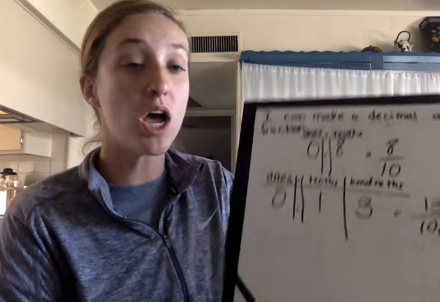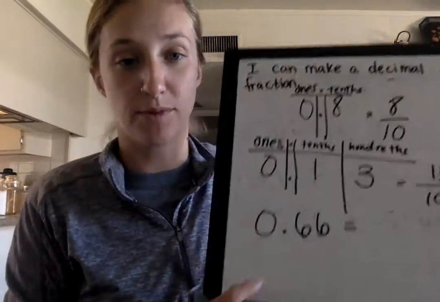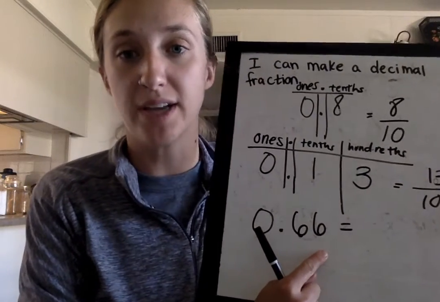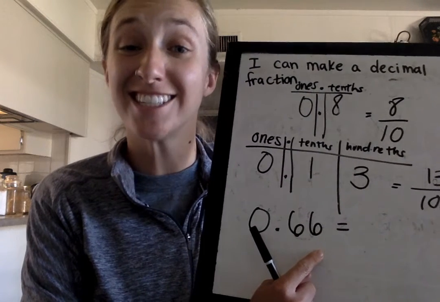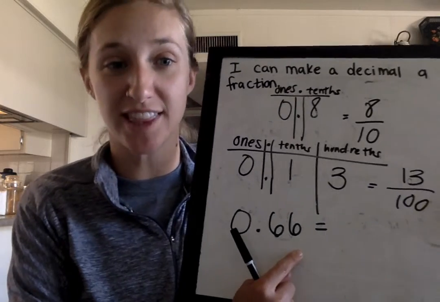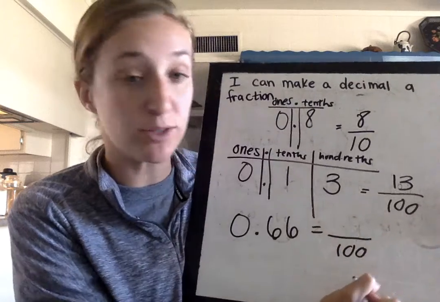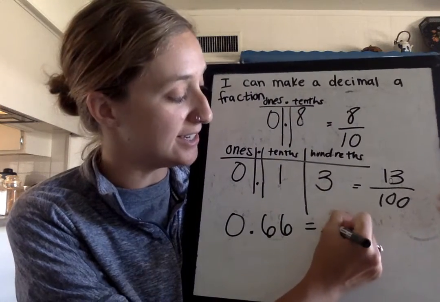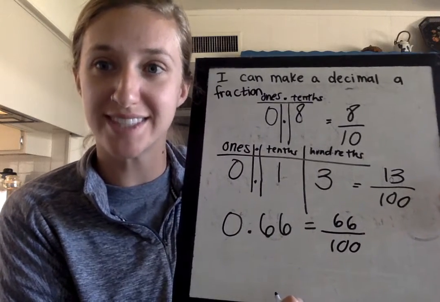All right, I'm going to try one more on my whiteboard, but this one's all by yourself first. Let's try this one. All right, I have 0.66. How would I say that out loud? 66 hundredths. So one more time, I have hundredth type pieces. How many of them do I have? I have 66 of them. I have 66 hundredths.